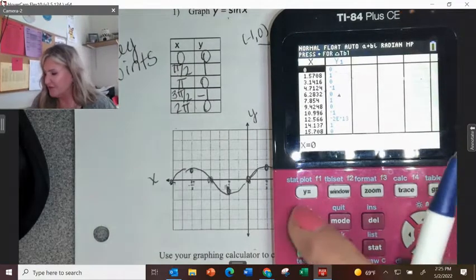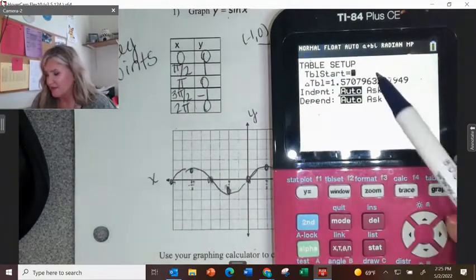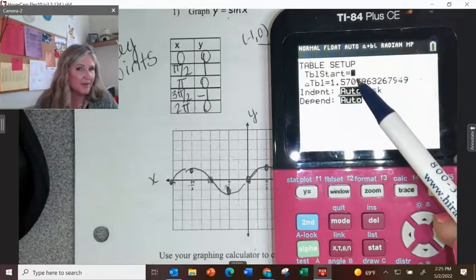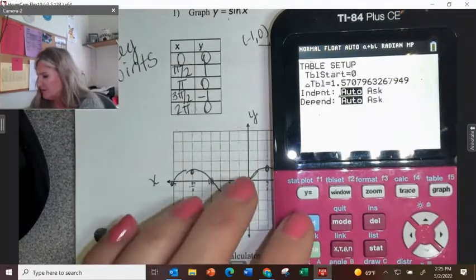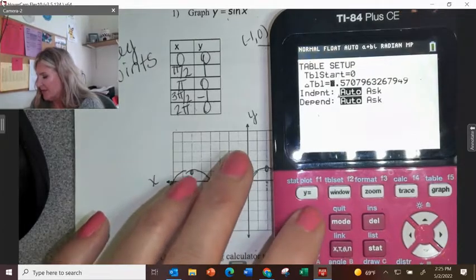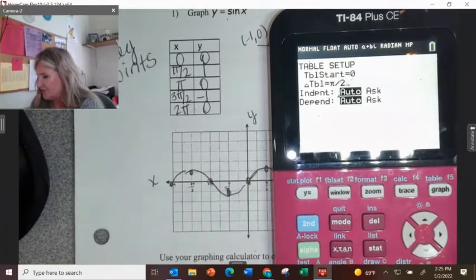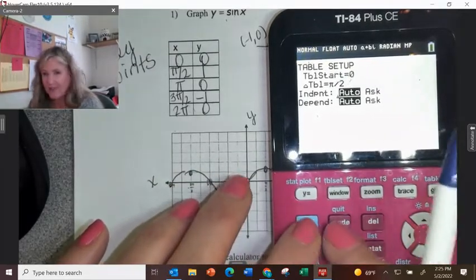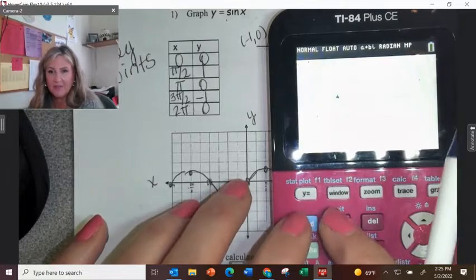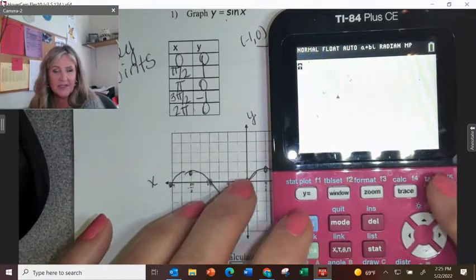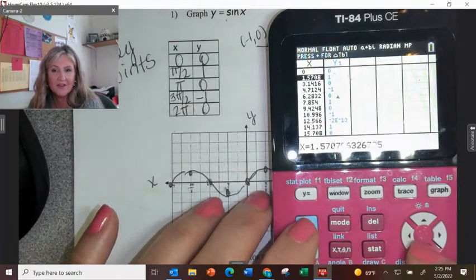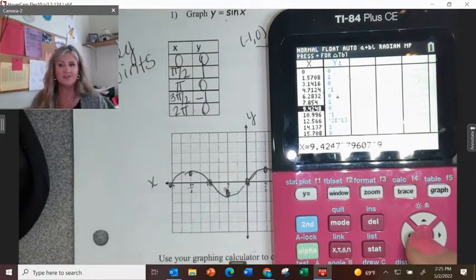You go to your table set. Do you have it going 0 and then pi over 2 for delta table? Delta table has to be pi divided by 2. Then you have to quit by doing second mode to quit. And then you go back to your table, which is second graph. And there you can see the table of values.